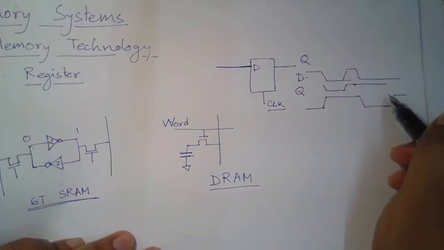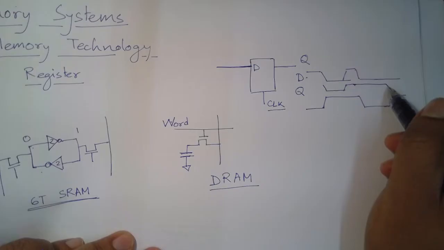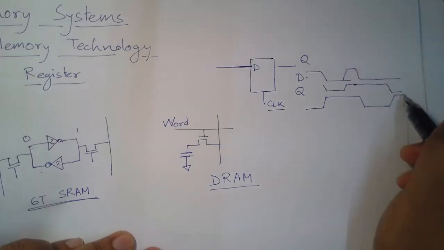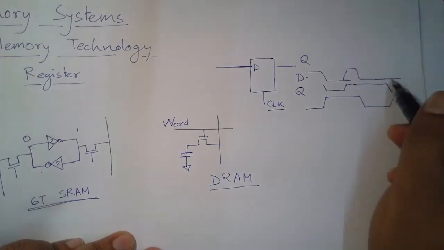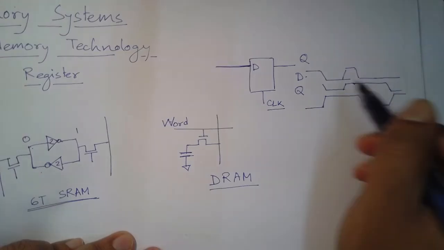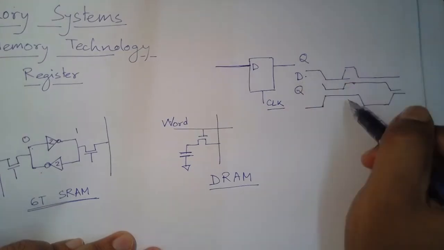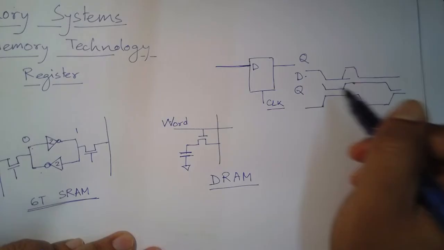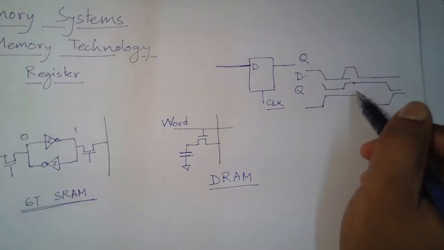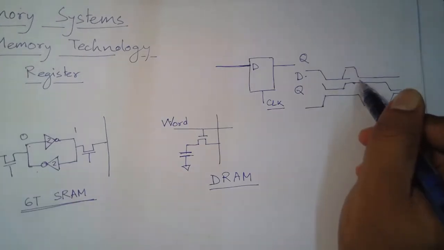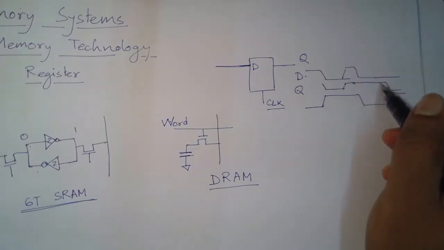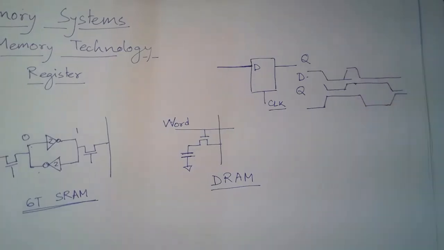So, as soon as the clock becomes high, you will see that the Q output will become low, because D is low. So, it will just follow whatever is the value of D when the clock is high, and whatever was the previous value when the clock was high, that will be latched onto when the clock is low. Okay. So, this is what a latch is.